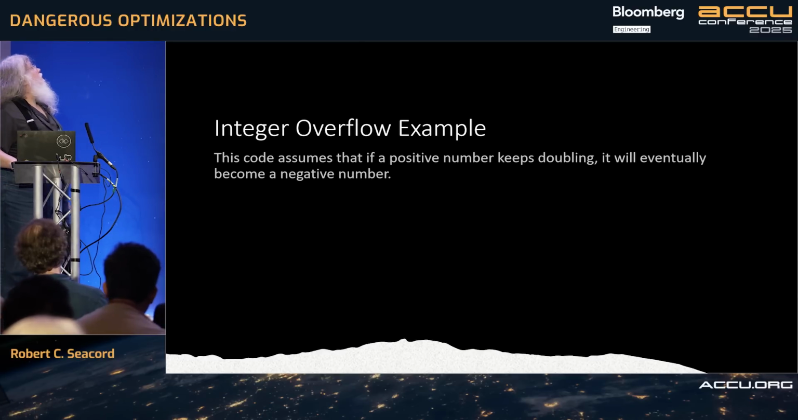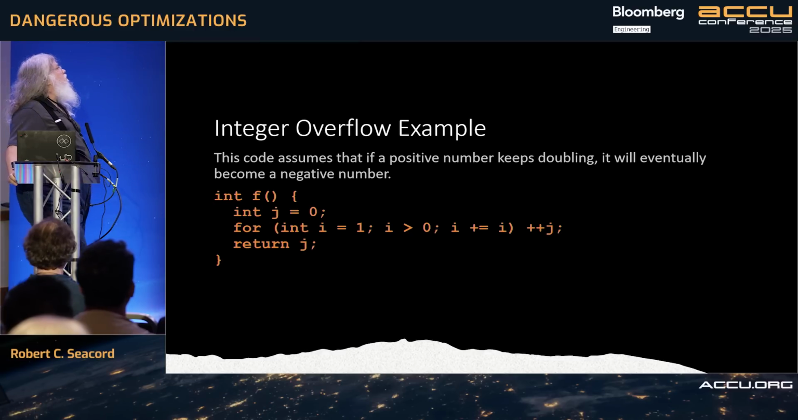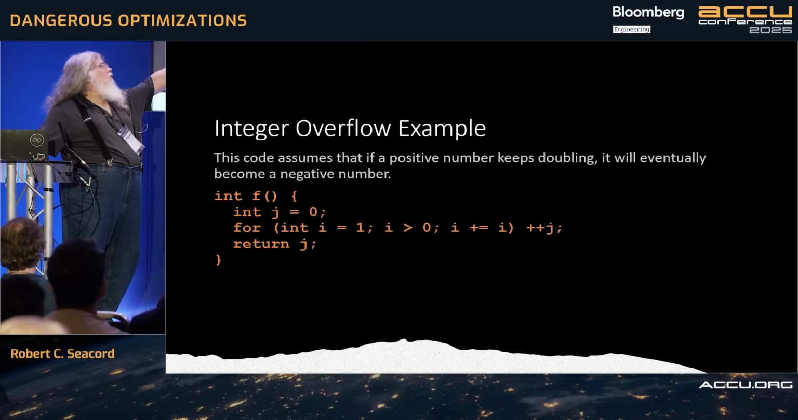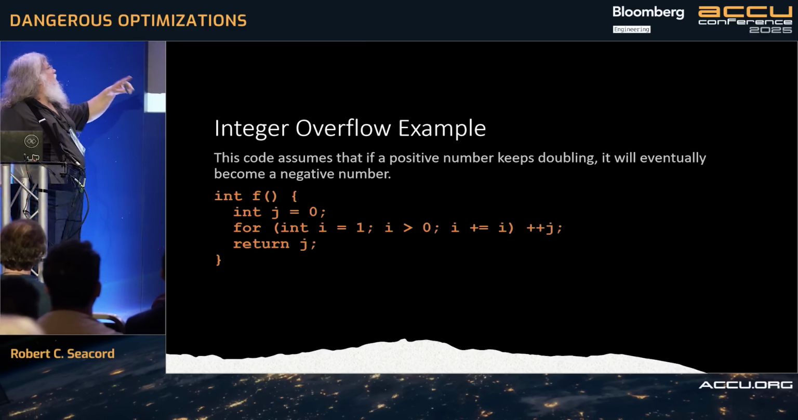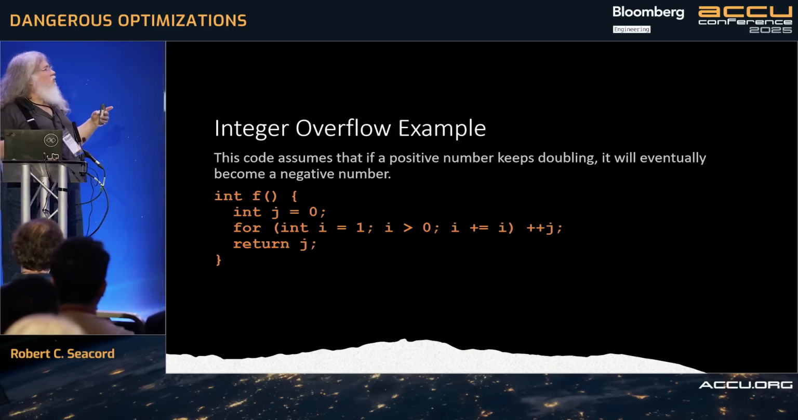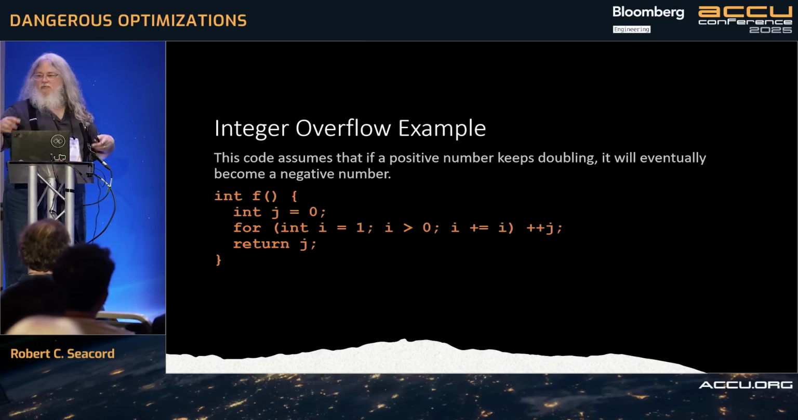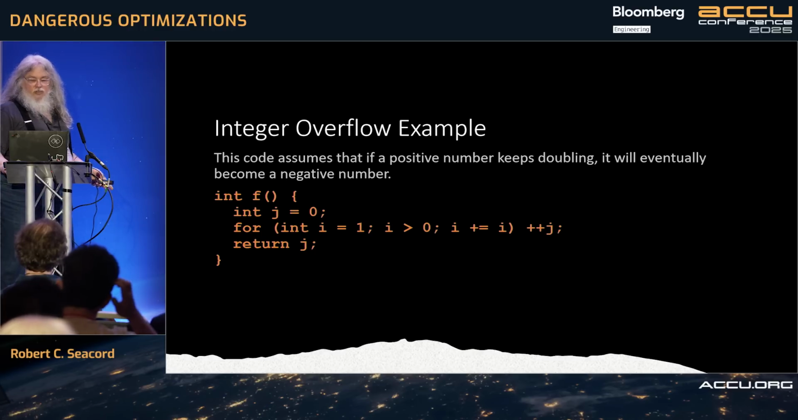Okay, so this code assumes that if a positive number keeps doubling, it will eventually become a negative value. So we have a signed integer, therefore we have to be concerned with UB. We start i at 1, and we test to see if it's greater than 0, and then we add i to the current value of i, and then we increment a counter. So basically, this loop should theoretically determine how many times we can double this number before it wraps around, right? And that's the value of j that's returned.